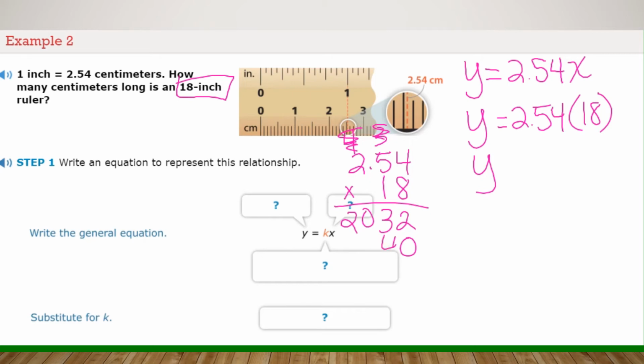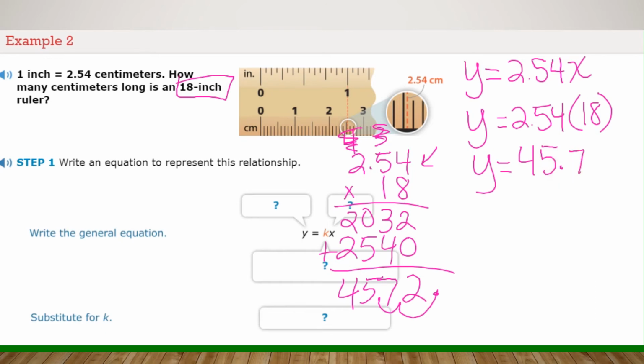1 times 4 is 4. 1 times 5 is 5. 1 times 2 is 2. Now I'm going to go ahead and add. That's 2, 7, 5, 4. Notice I have 2 digits behind the decimal point, so I'm going to move my decimal point over 2 times. So that means 18 inches is equivalent to 45.72 centimeters.